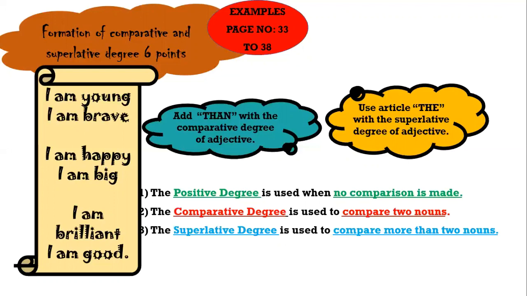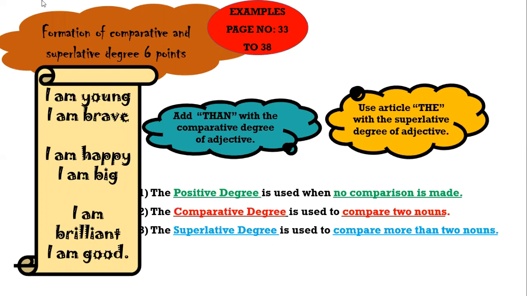Okay. Next, I am brilliant. Brilliant, when it's three syllables, what will you do? I am more brilliant, I am most brilliant. I am good, that is, all three are different, irregular words. That is good, better, best. Better for comparative and best for superlative.